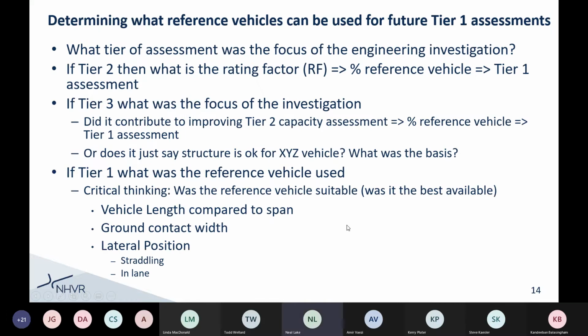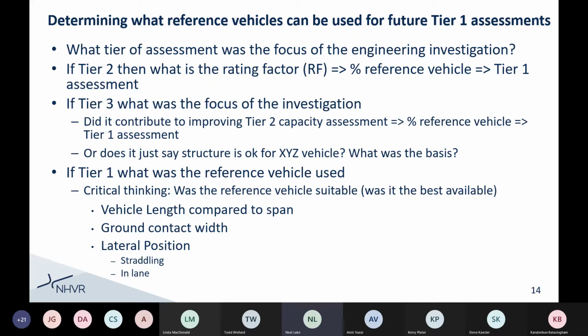So as I discussed a bit earlier, the key thing that we're trying to look at when we're looking at engineering reports is what reference vehicle can be used for Tier 1 assessment. And so obviously the first question is what tier of assessment was the focus of the investigation, and then that gives us a lens to then be trying to work out how we can use this information to develop better reference vehicles.